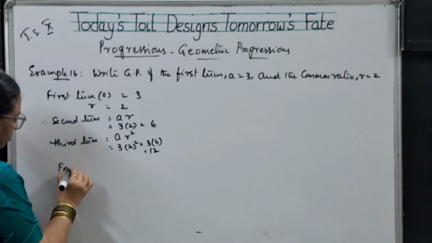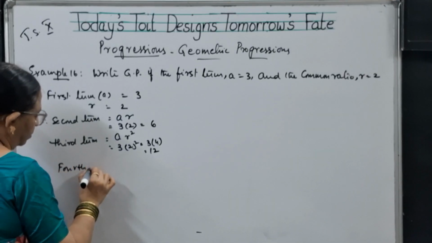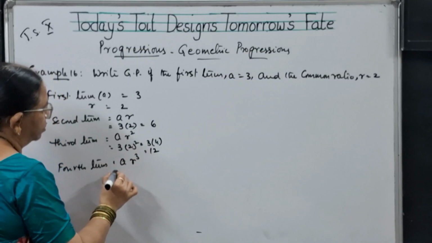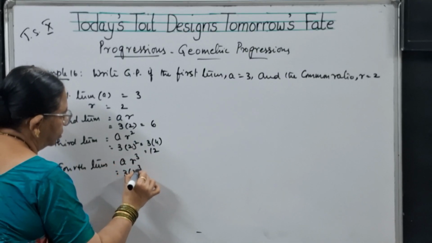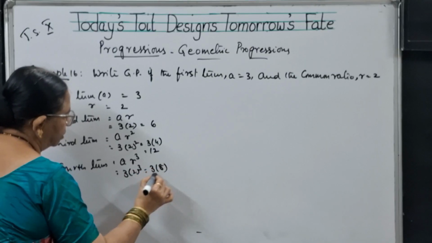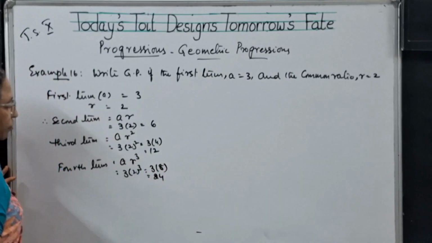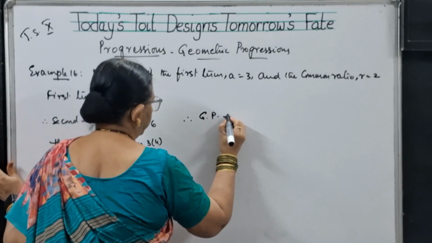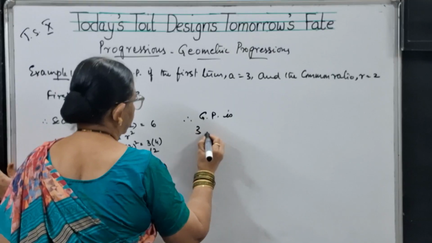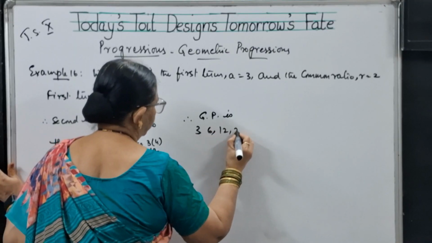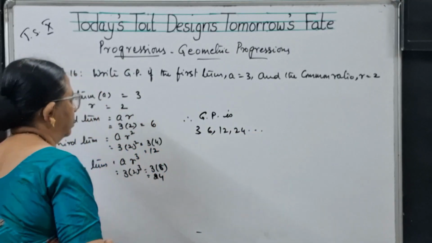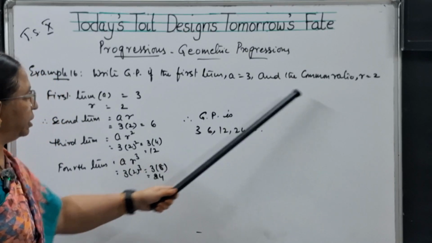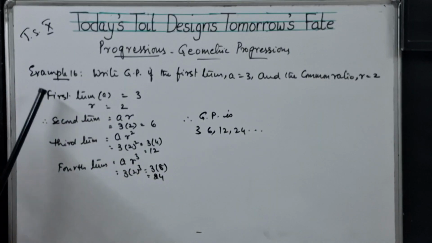And fourth term is nothing but A into R cube, that is 3 into 2 cube, that is 3 into 8, 24. Therefore, what is the GP? GP is 3, 6, 12, 24, and so on. So this is how you can write a GP, children. So they have given first term 3, common ratio 2. You need to find out the GP.